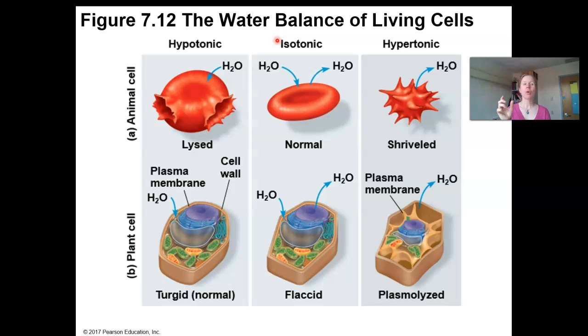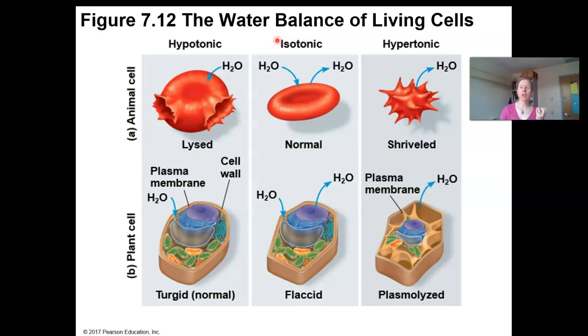So in an isotonic solution, the solute concentration is the same inside the cell and outside of the cell. So as water is moving in and out, notice, right, water is moving in, water is moving out, but there's no net water movement, right? And so the cell is just like normal, right? No water gained, no water lost, because the saltiness is the same on both sides.